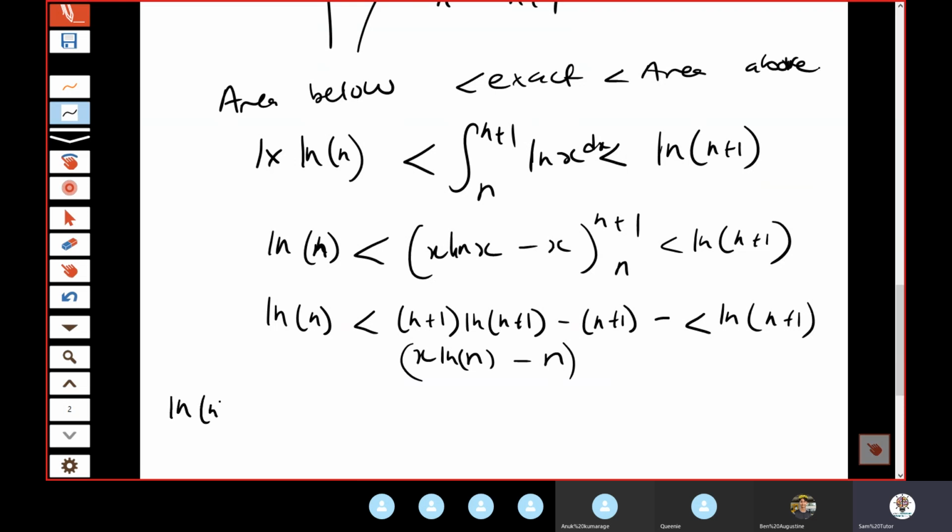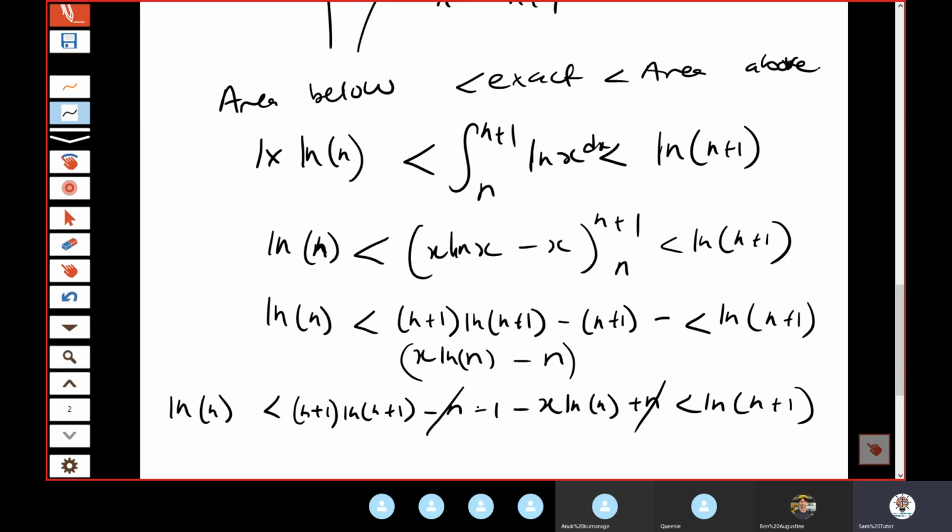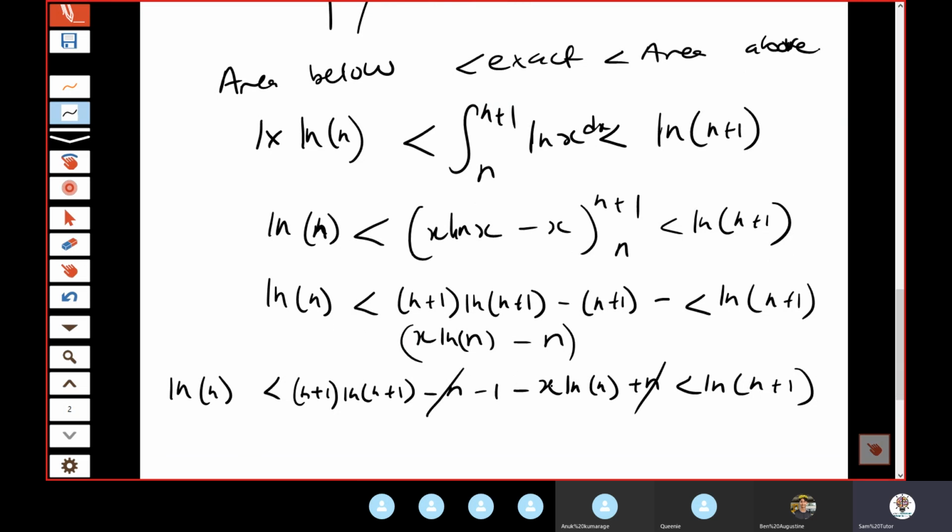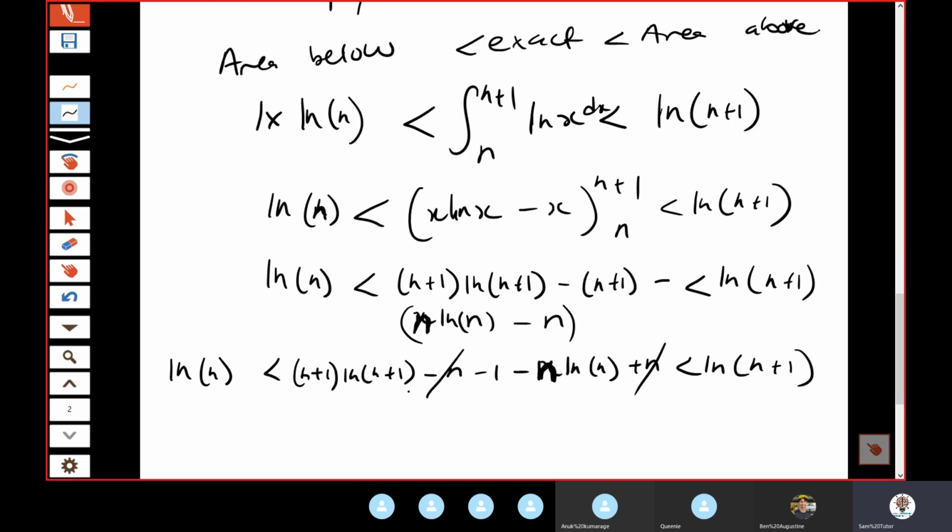Next line, you get log n less than, leave it like it is for now, n plus 1 log n plus 1 minus n minus 1 minus x ln n, negative and a negative makes it a positive n, less than log n plus 1. This and this cancels out. Why do I have an x here? I'm assuming that should have been an n. There we go. Okay, what do we have now?